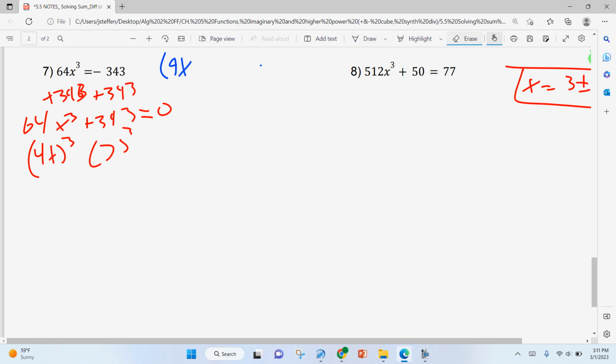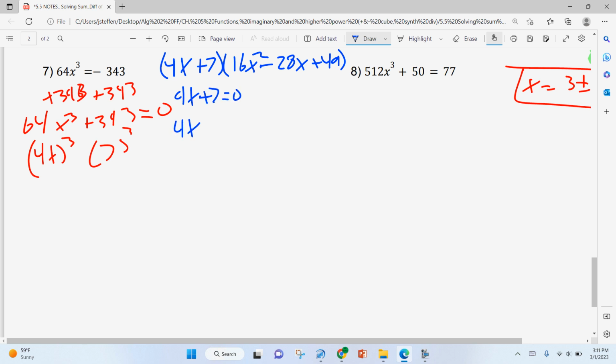4x squared on the x 4 as well, minus 7 times 4x is 28x, plus 7 squared is 49. Subtract 7 from both sides, so 4x equals negative 7.